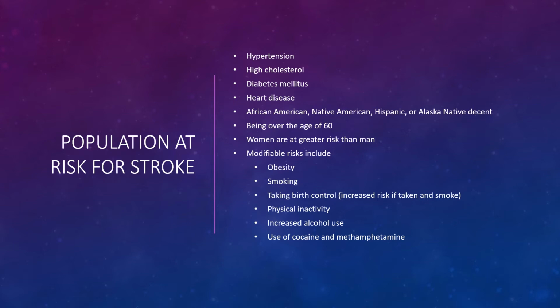There are some modifiable risks that also put you at risk for developing a stroke, and they include obesity, smoking, taking birth control, which is increased when you smoke and take birth control, physical inactivity, increased alcohol use, and use of cocaine and methamphetamine.